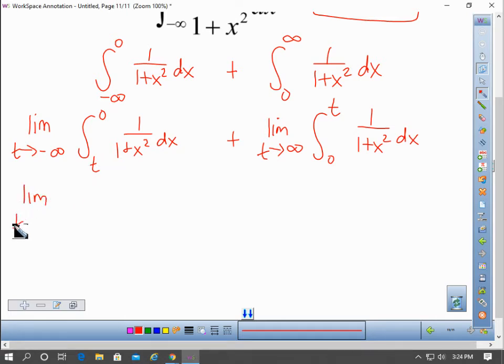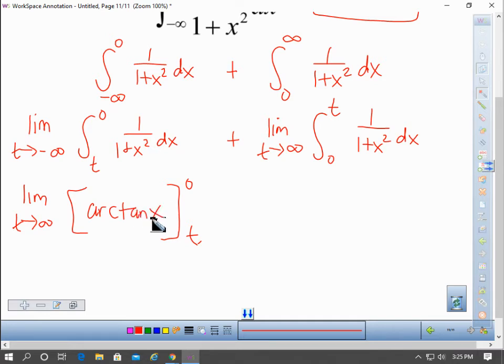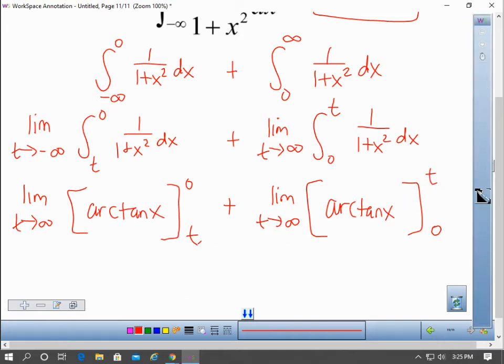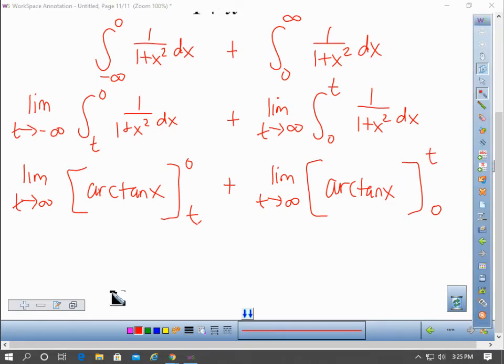So now, what is the antiderivative of 1 over 1 plus x squared? All right. Well, that is arctan. And then over here, going to do the same thing. The limit as t goes to infinity. I've got to figure out the antiderivative of 1 over 1 plus x squared. That's arctan. And then I'm going to evaluate from 0 to t. So now I just got to do the fundamental theorem on both of these. Okay? I'm going to change my color because I'm getting tired of red.